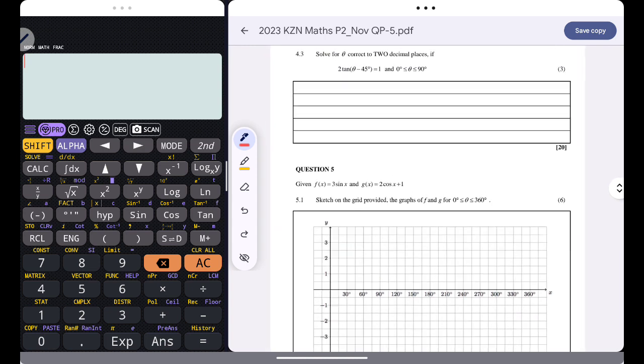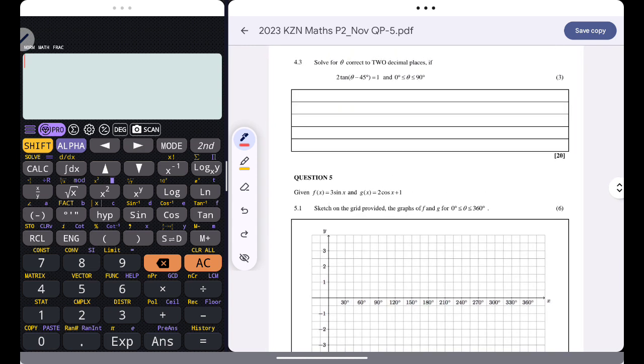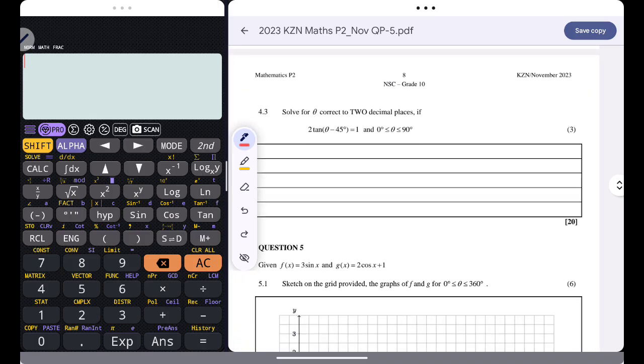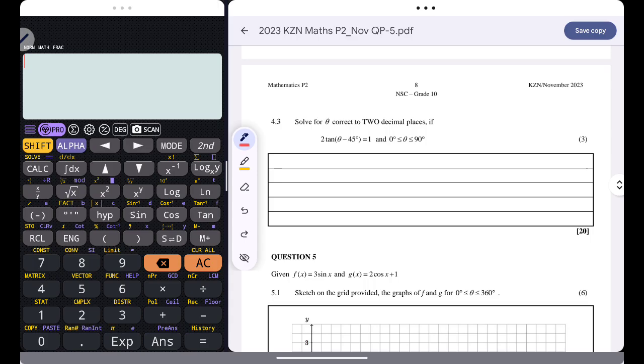Okay, question 5. I'm given f of x and g of x. I'm supposed to sketch on the grid provided both the graph of f and g. For the graph of f, it's a graph of sine theta. There are certain steps I need to do before I draw the graph, because I do not use a calculator method, I'm doing it manually.